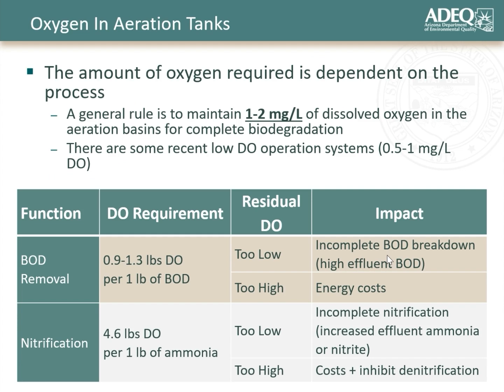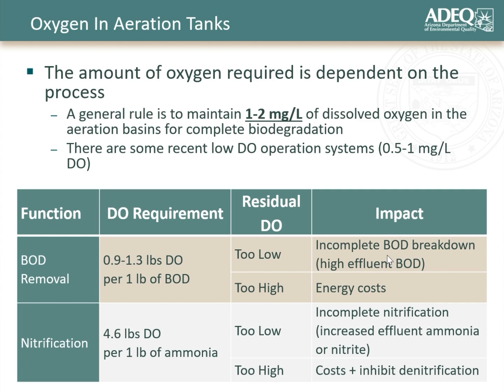So how much oxygen is needed? That is a very important question. As a general rule, you want to maintain a dissolved oxygen content in your aeration basins between 1 to 2 milligrams per liter in the aerobic zones, obviously. In the anoxic zones, you want to be less than 0.5, closer to 0.2 is really what you want, or non-detect if you can even get that.